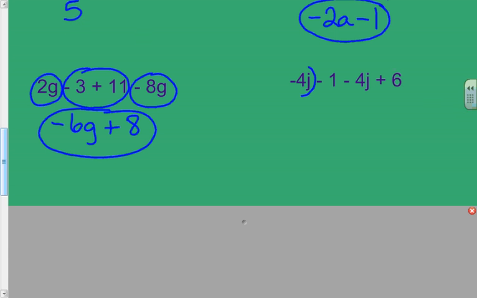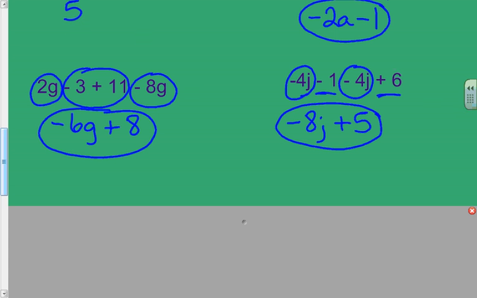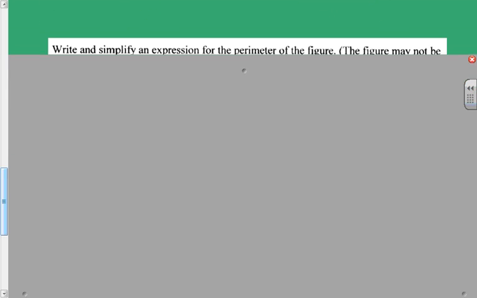And one more time. We've got negative 4j and negative 4j. Like terms. Also same signs. We'll add, keep the same sign. Negative 8j's. And then we have negative 1 and positive 6. Those are also like terms. We put those together. We get a positive 5. And that's finished also. These are pretty easy once you get the hang of like terms.